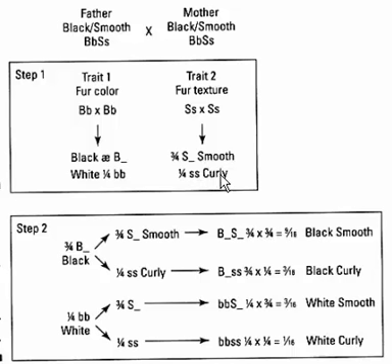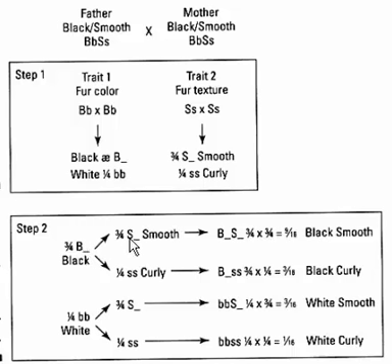Now, if I asked you what's the probability of getting a black and smooth offspring, then what you do is you take the probability of each event. The probability of getting black is 3/4. The probability of getting smooth is 3/4. So the cumulative probability is 3/4 times 3/4, which is equal to 9/16. So 9/16 of your progeny will have at least one dominant B and one dominant S.